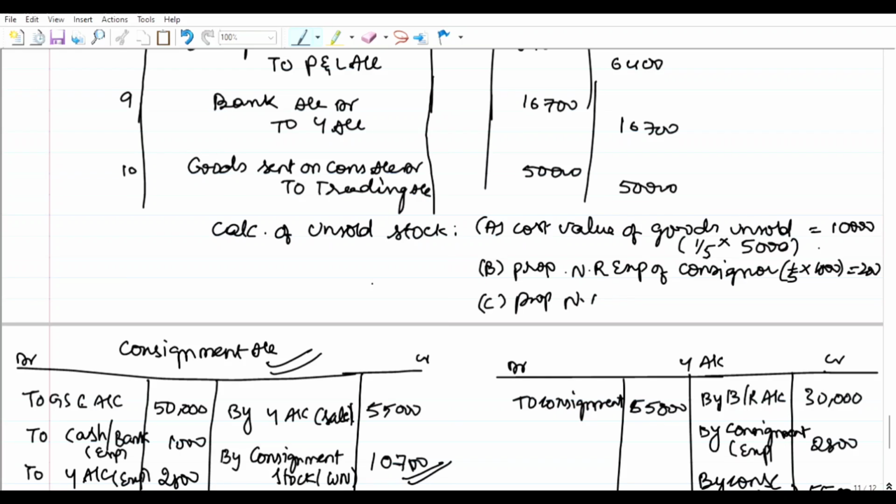And next one is what? Proportionate non-recurring expenses of the consignee. As we have already seen, out of 2,800, 300 is for godown and insurance, which we do not take. So the remaining expenses are for the consignment only, that means the 2,500. So that would be 500. So the total is 10,700.